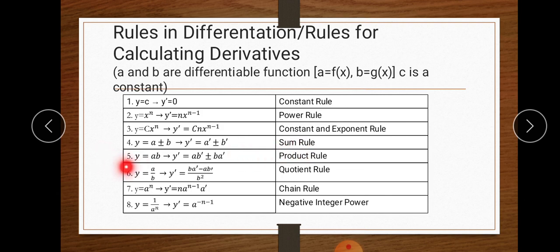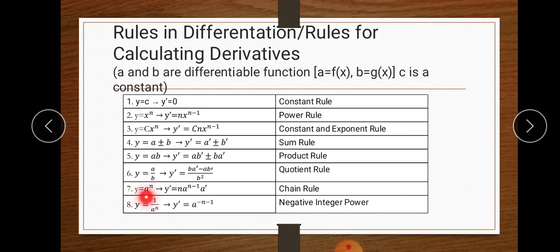Number 5. Y equals a times b, and the derivative is a times the derivative of b plus b times the derivative of a, and this is called the product rule. Number 6. Y equals a over b, and the derivative is equal to b times the derivative of a minus a times the derivative of b, over b squared, and this is called the quotient rule.